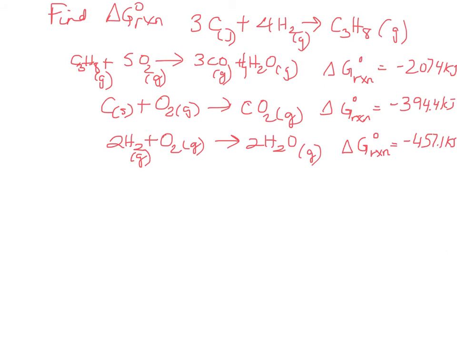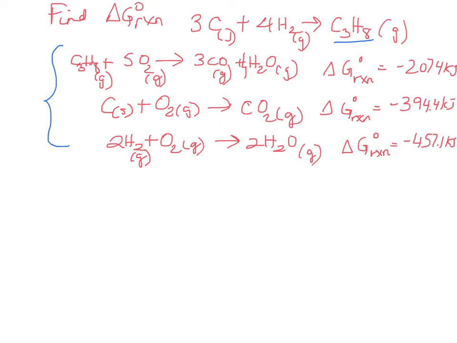You're given the question: find delta G0 reaction. The reaction in question is forming C3H8 from the elements carbon and hydrogen, and some data is provided to you. You have been given that C3H8 goes through combustion to give you CO2 and water, and there's a delta G0 reaction for that. And then carbon burns in oxygen to give CO2, and 2H2 and O2 gives you 2H2O. So that's some data that is provided to you.